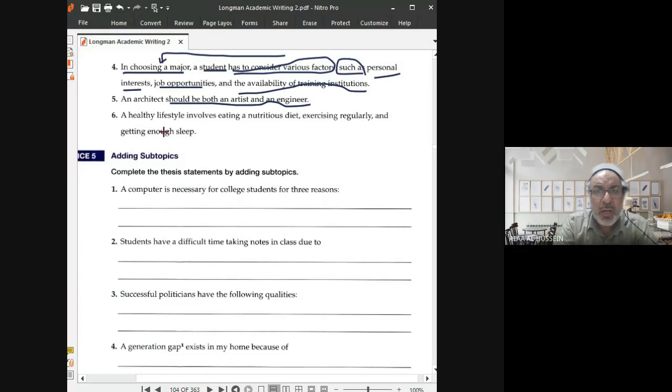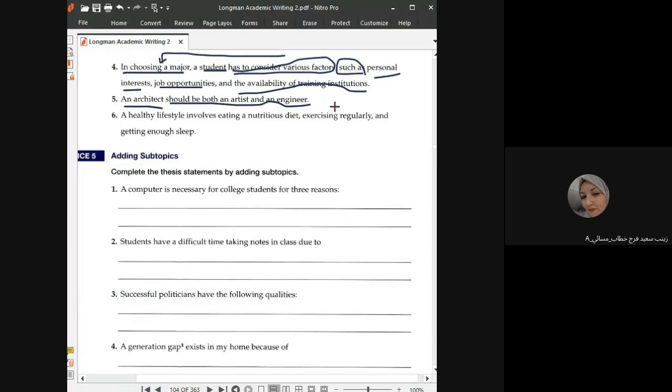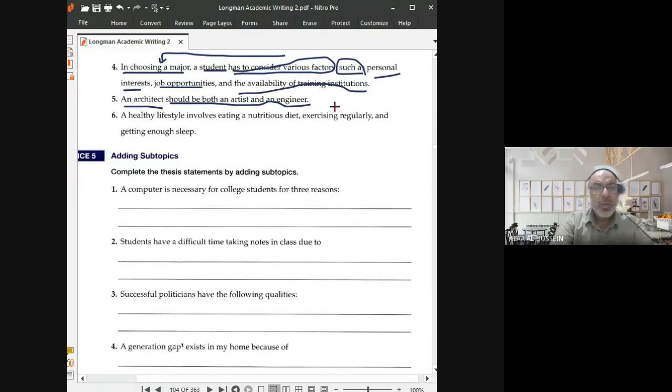So here we have an architect, the topic, and should be both an artist and an engineer. So what about the sub-ideas? The subtopics are an artist and an engineer. Okay, thank you very much, Zainab.